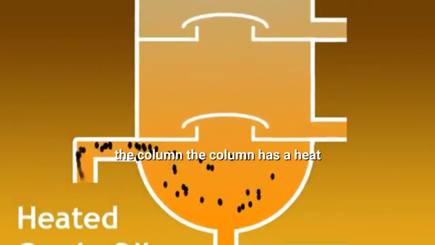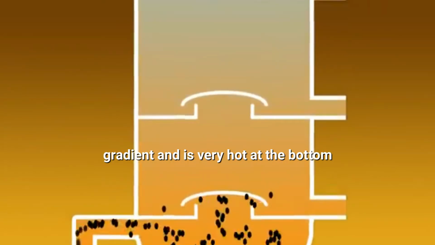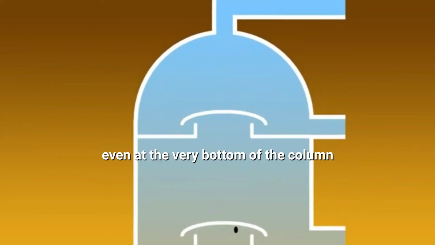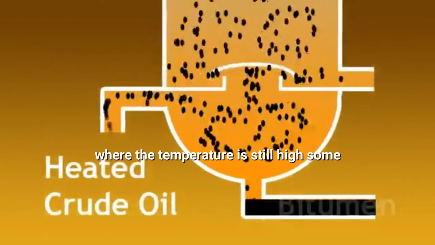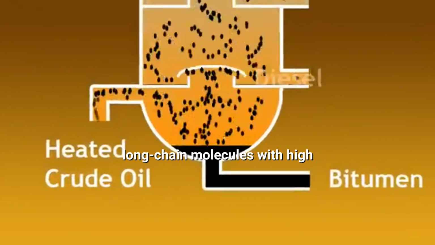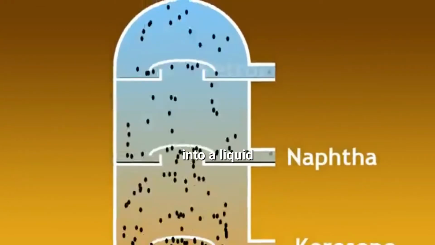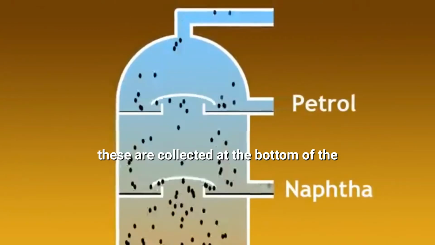The column has a heat gradient and is very hot at the bottom, going cooler as we move up to the top. Even at the very bottom of the column, where the temperature is still high, some longer chain molecules with high boiling point begin to condense back into liquid. These are collected at the bottom of the column.